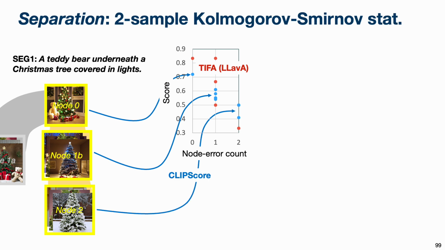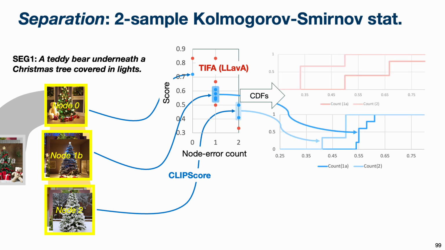Similarly, we can check how well these scores assigned by the models separate the populations of the nodes by using the Kolmogorov-Smirnov statistic. The two-sample Kolmogorov-Smirnov statistic is simply the maximum vertical height between the CDFs of the scores in the two populations. In this case, the populations being the scores assigned to all the images at node 2 and the scores assigned to all the images at node 1b.